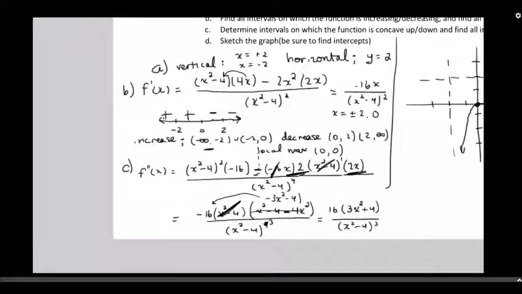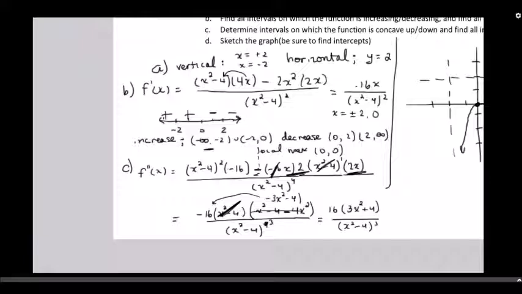We need to find intervals in which the function's concave up and down and inflection points. So this is kind of like the first derivative test for finding intervals of increase and decrease and relative extrema. We need to figure out where the second derivative is equal to 0 and where it's undefined. Now, again, we have a rational function which only equals 0 when the numerator equals 0.